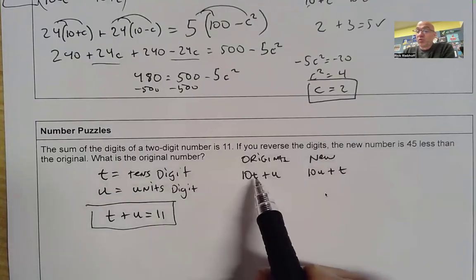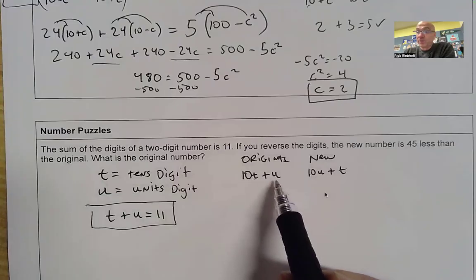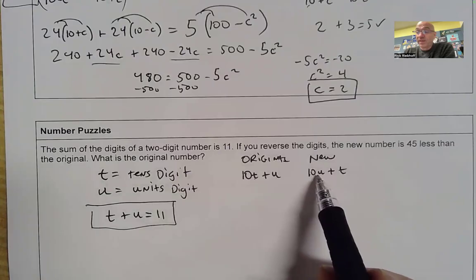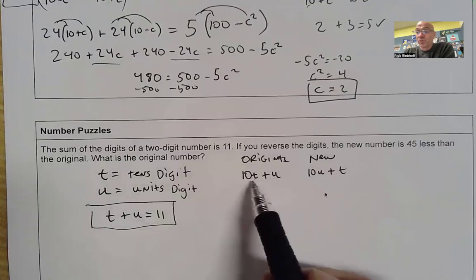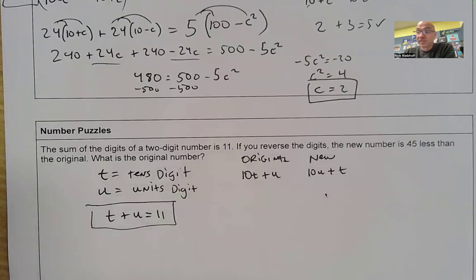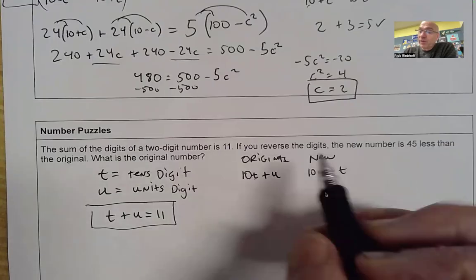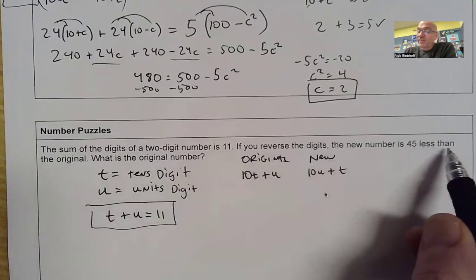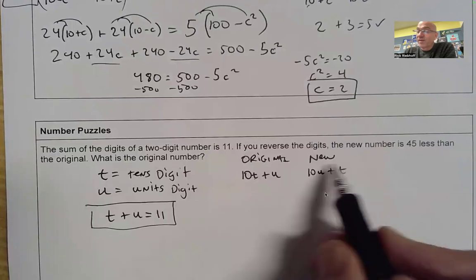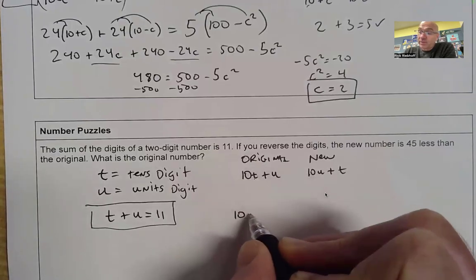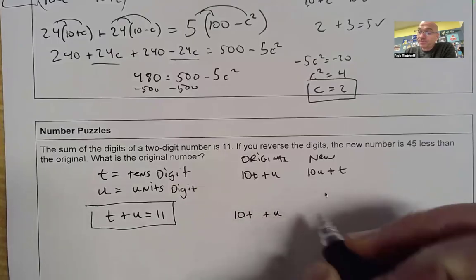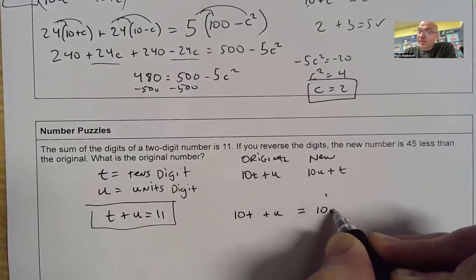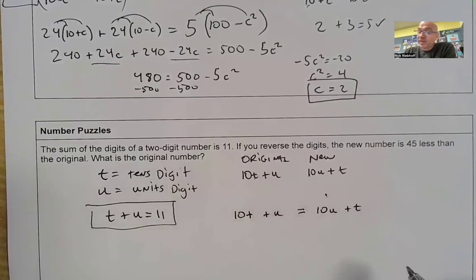So if it was 23, the tens digit was 2. 2 times 10 is 20, plus the ones digit of 3. Now we've got 10 times 3 plus 2, so that'd be 32. 23, 32, reversed. Make sense? Cool. All right. So if we reverse the digits, the new number is 45 less than the original. This is 45 less than this. So here's what I do. I'm going to make them equal. 10t plus u equals 10u plus t, right?